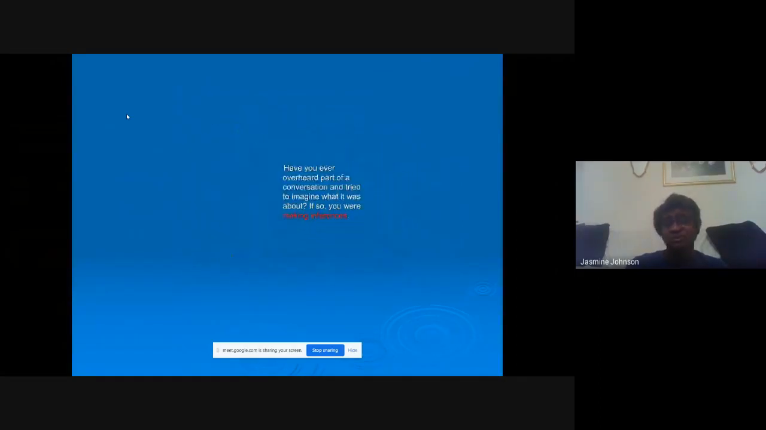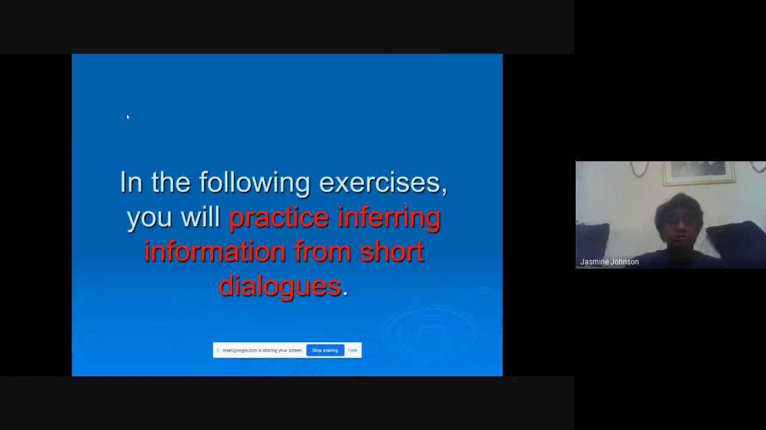Because we make inferences all the time. You make them throughout the day, probably every day. It's just a part of life. So what we're going to do in the following exercises, we're going to practice making inferences from short dialogues. And we know that a dialogue is a conversation between two or more people.